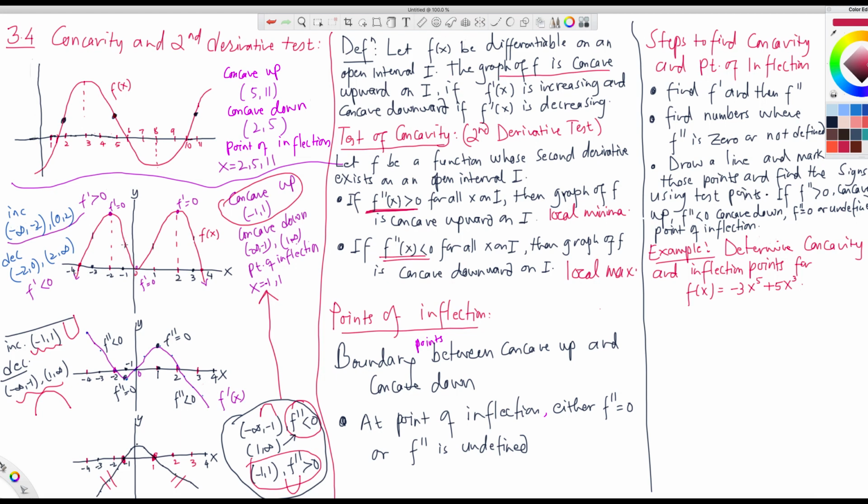See? Did you see that? That point and that point are the points of inflection. They are the boundary between concave down and concave up. In the point of inflection, how do I find out using the second derivative? At the point of inflection, the second derivative is either 0 or undefined. Okay, so that's what happens.